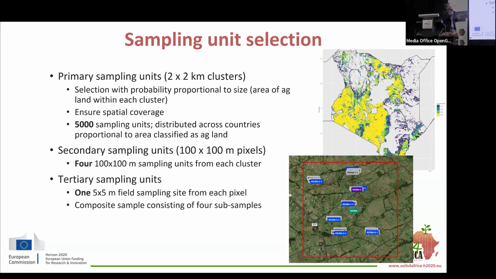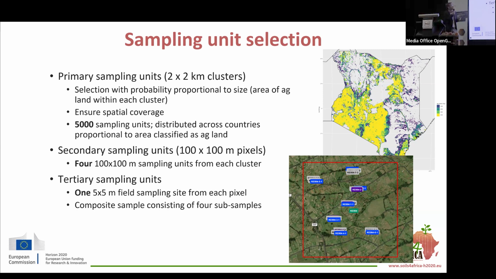And of course, we wanted a situation in which, if we have more agricultural land in a 2 by 2 kilometer cluster, indicated by the red square in the lower right corner, then you also have a higher probability of being included for sampling. We also ensured spatial coverage, so we have quite an even spatial distribution across the areas that we sample. In total, we selected 5,000 of these primary sampling units, 5,000 clusters distributed across countries proportional to the area classified as agricultural land in each country.